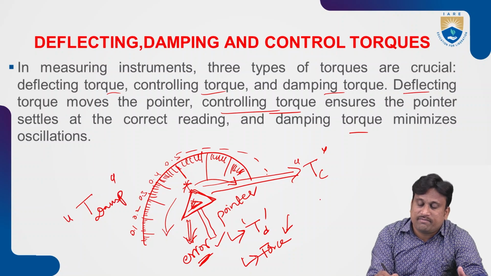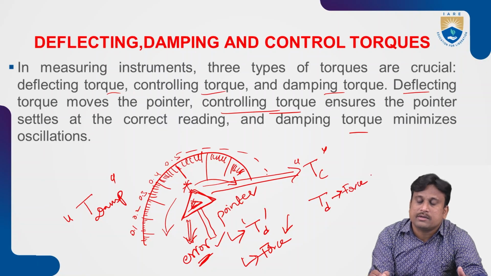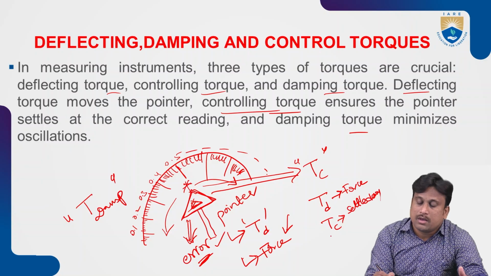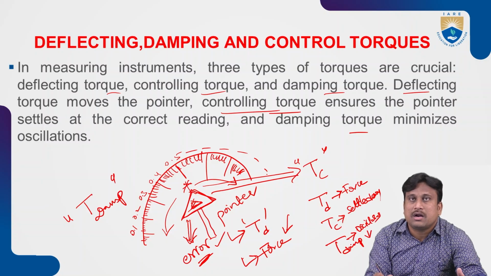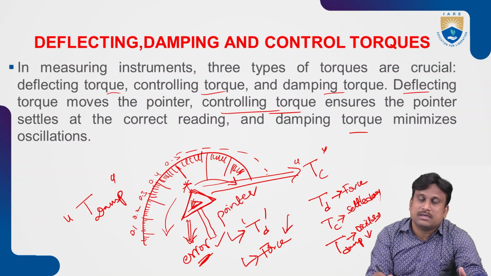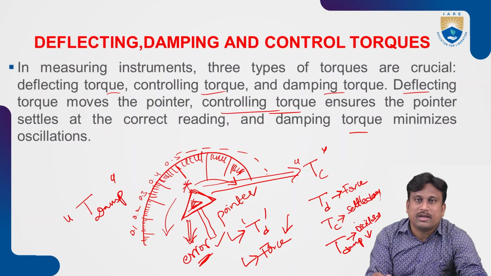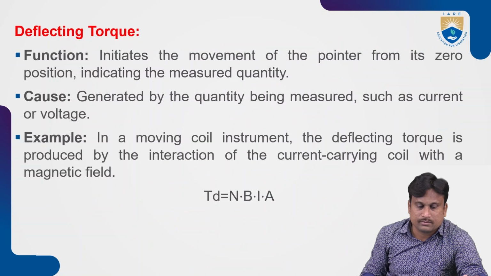So finally, the deflecting torque makes the force movement to move the pointer, the controlling torque makes the pointer settle down, and the damping torque avoids and minimizes oscillations. Once oscillations are minimized, the pointer can settle down at its required value.